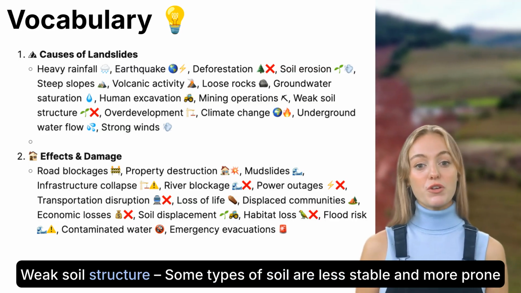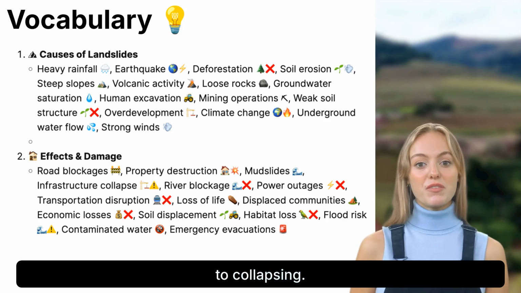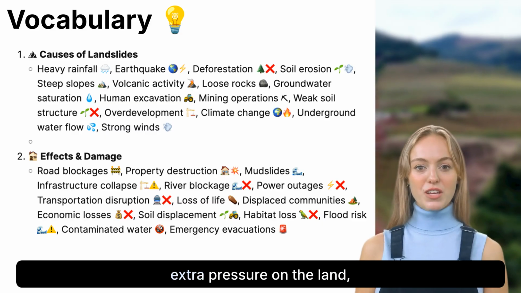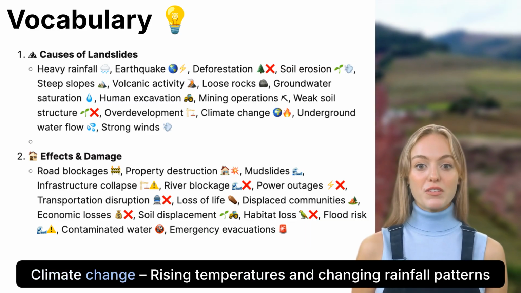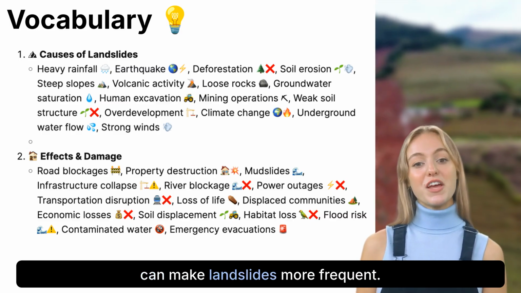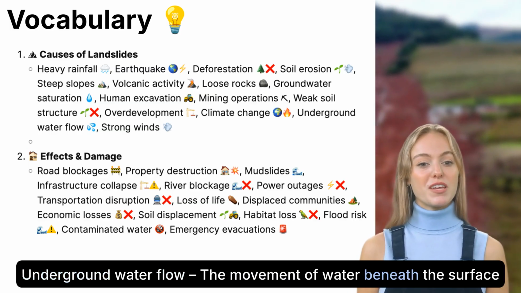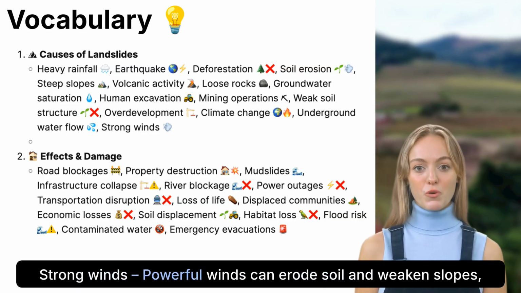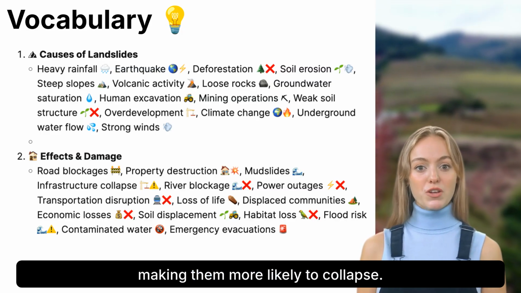Weak soil structure. Some types of soil are less stable and more prone to collapsing. Overdevelopment. Building too many structures in an area can put extra pressure on the land, increasing landslide risks. Climate change. Rising temperatures and changing rainfall patterns can make landslides more frequent. Underground water flow. The movement of water beneath the surface can destabilize slopes. Strong winds. Powerful winds can erode soil and weaken slopes, making them more likely to collapse.